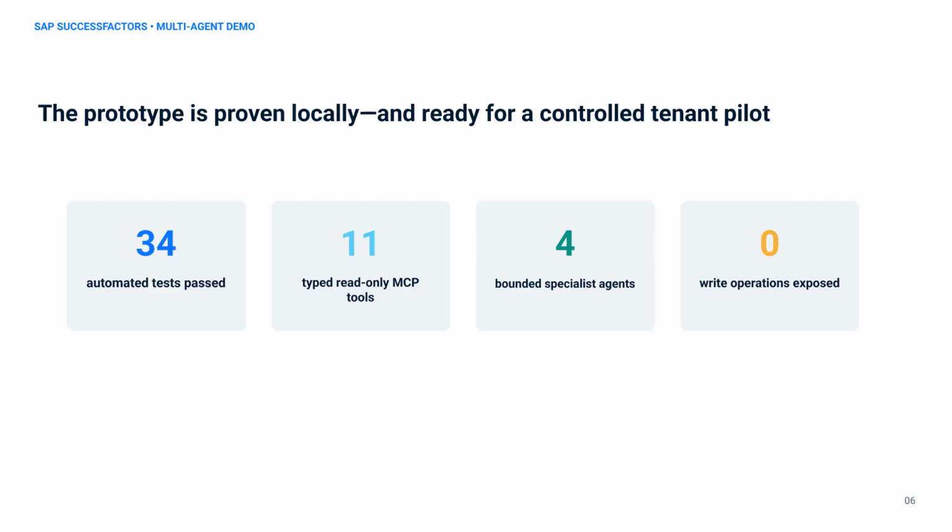The prototype has now been implemented and verified locally. The current test baseline includes 34 passing automated tests. These tests cover schemas, authorization, population scope, field sanitization, OData escaping, MCP tool permissions, API responses, effective dating, compound agent flows, and cost calculations. The solution exposes 11 typed read only MCP tools across 4 bounded specialist agents. Most importantly, it exposes zero write operations.